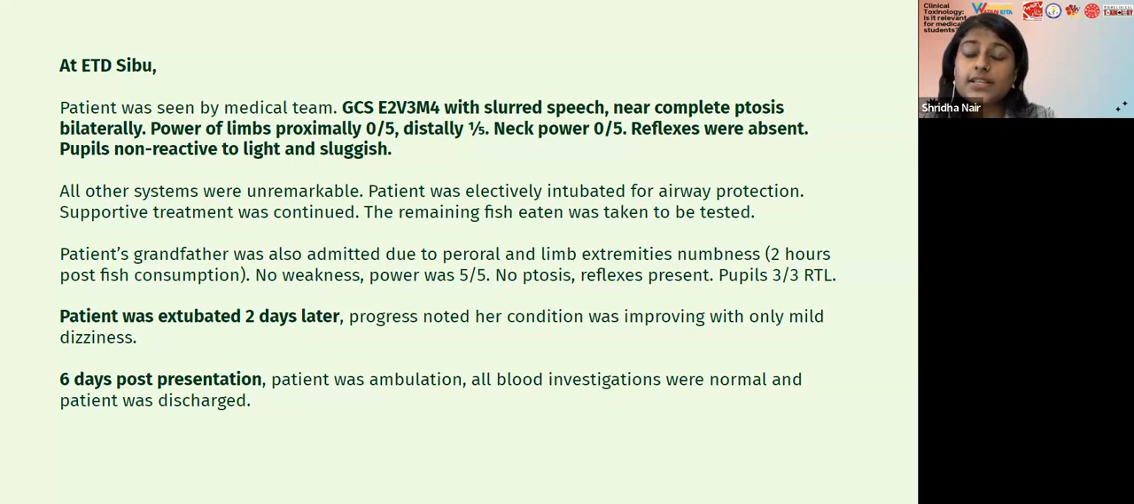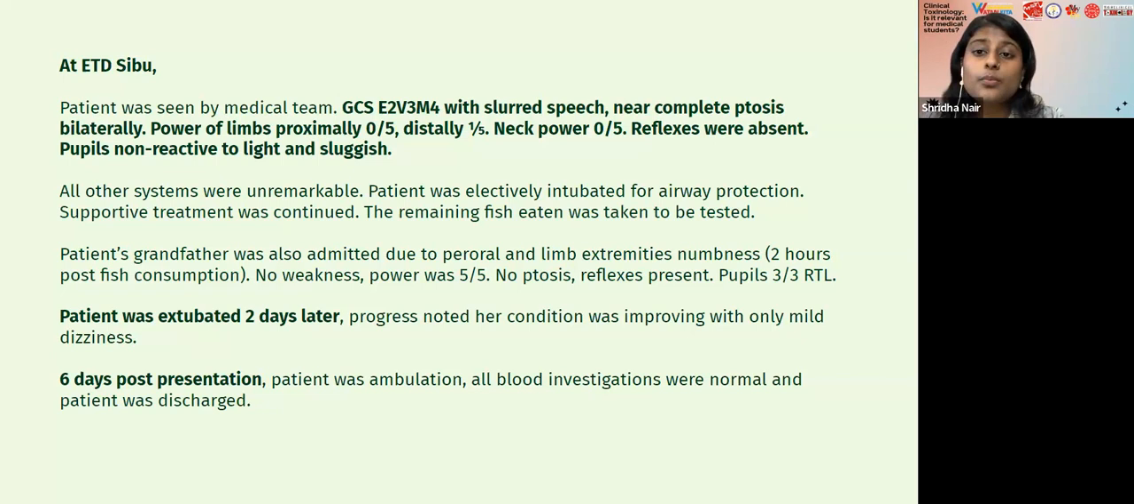The remaining fish, which was not eaten, were raw and still uncooked. The patient's grandfather was also admitted due to perioral extremity numbness 2 hours post-fish consumption and no weakness. Power was 5.5, and there was no ptosis. Reflexes were present. His pupils were 3 out of 3.